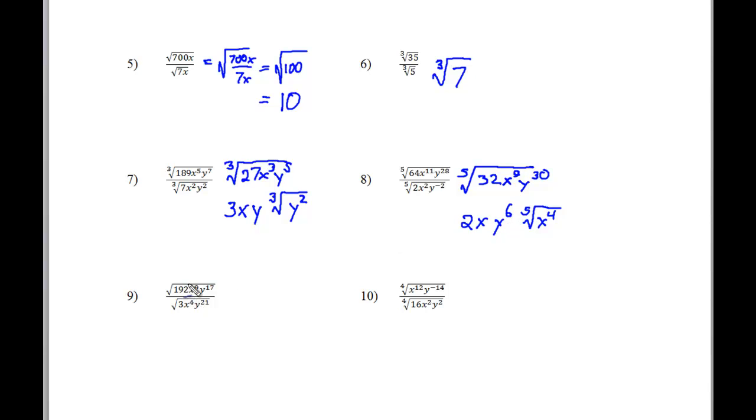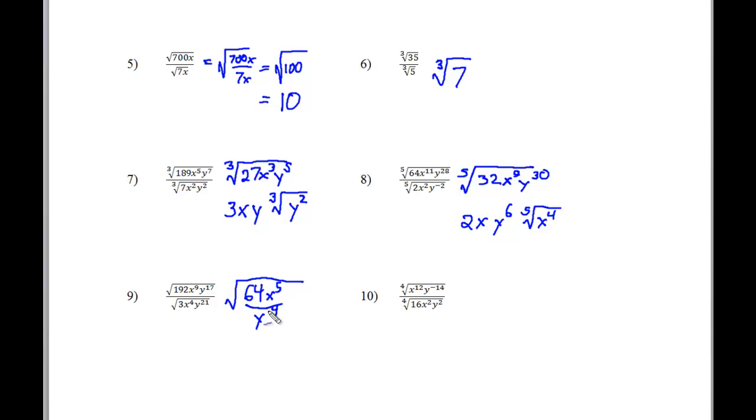Problem number 9. Let's see what luck brings us here. 192 divided by 3, that's going to give us, let's see here, 64. Alright, so far so good. x to the 9th divided by x to the 4th is going to be x to the 5th power. And then y to the 17th, y to the 21st. Oh no, this is going to have us denominator heavy, y to the 4th in the denominator.